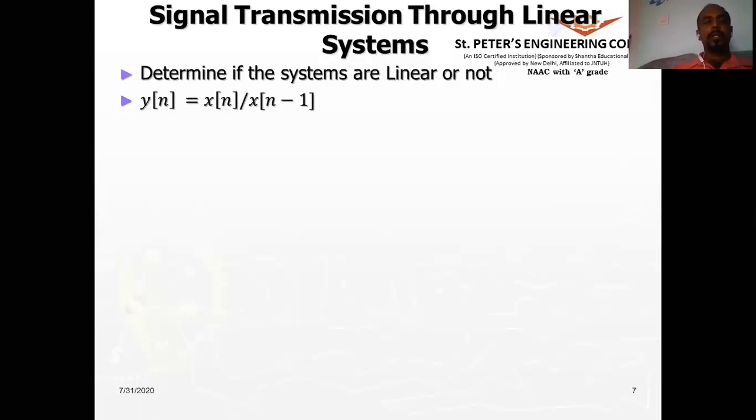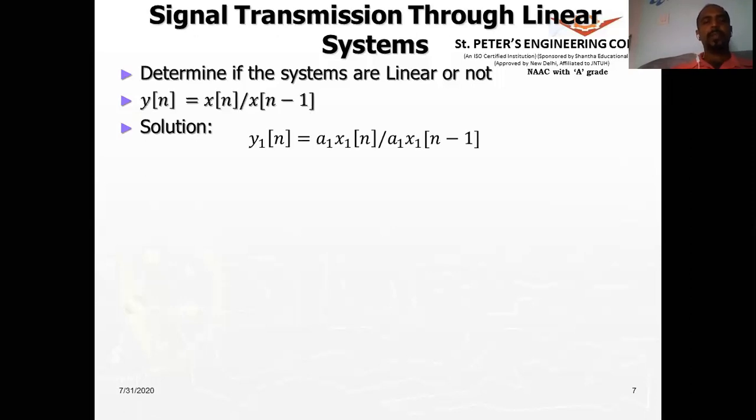Okay. Now let us come back to this problem here. Y of n equals x of n divided by x of n minus 1. So here what has happened? Output is y of n. What is the T operator doing? It is taking the input signal, dividing it by the delayed version of the input signal by one time unit, x of n minus 1. Now let us check for the linearity property. Let us do the solution.